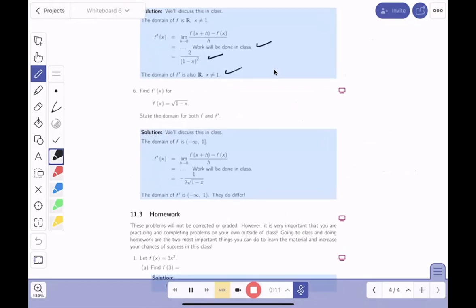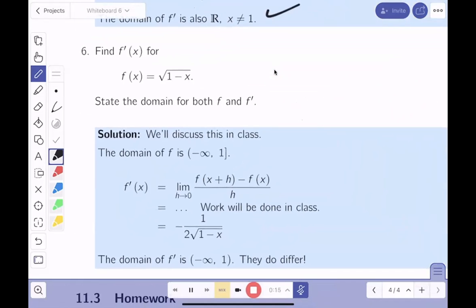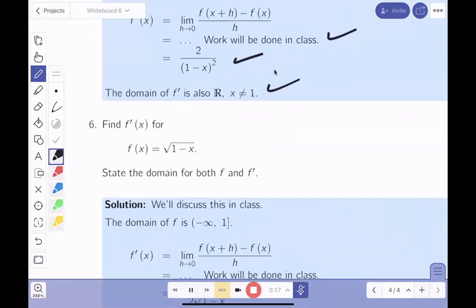A little frustrating, but I want to point out the domain of this guy because they do ask for it. What's the domain of this guy over here? Oh, by the way, the domain of the last problem of the function and its derivative were identical. Let's do this one now. So what's the domain of this guy over here? It's going to be, let's see, 1 minus x greater than or equal to 0, which means that x is going to be less than or equal to 1. So that's minus infinity up to and including the number 1.